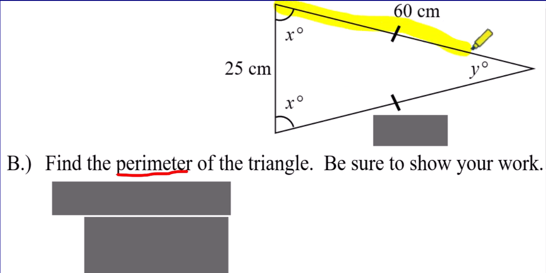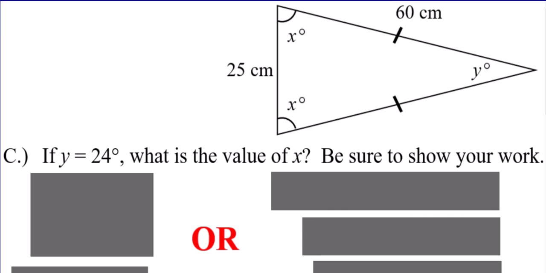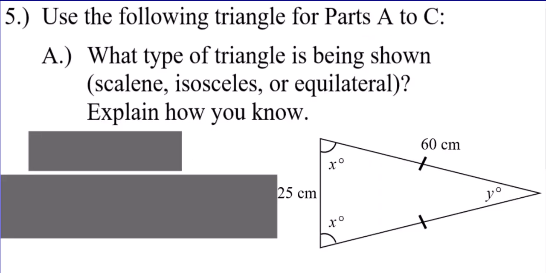So this side measure plus this side measure plus this side measure. That will give you perimeter. And finally, it has a part C. So I would like for you to go ahead and do parts A, B, and C right now. Hit pause and then hit play once you're ready to see how you did.